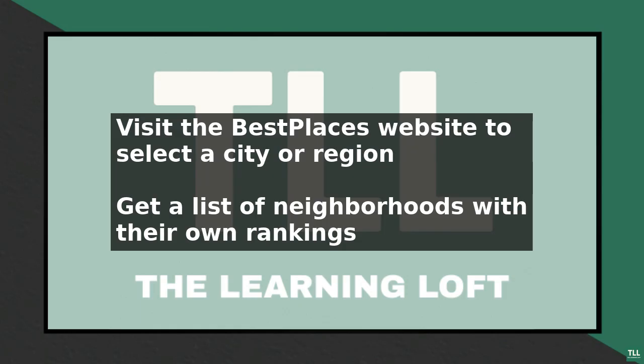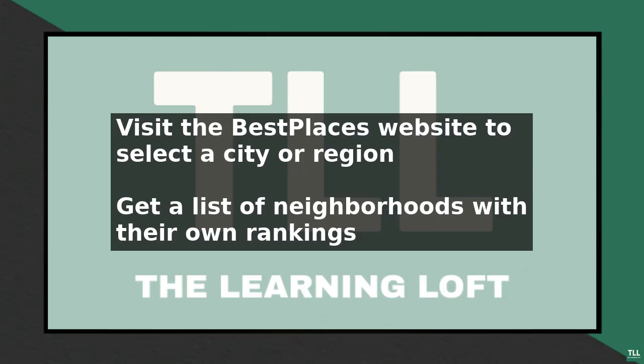Best Places allows you to sort neighborhoods based on these criteria. So click on the relevant category to reorder the list. For example, if you are looking for the safest neighborhoods, click on the crime category. The neighborhoods will be rearranged to show those with the lowest crime rates at the top.